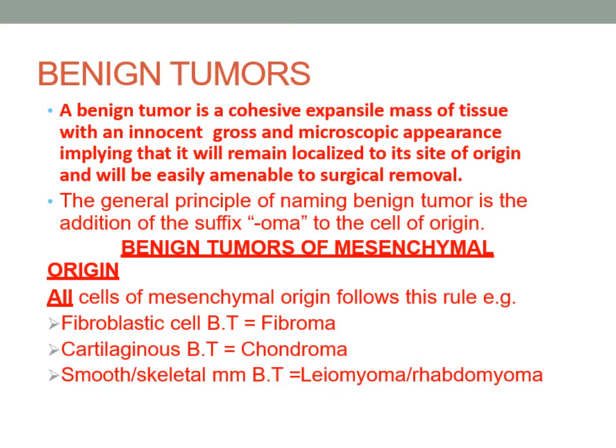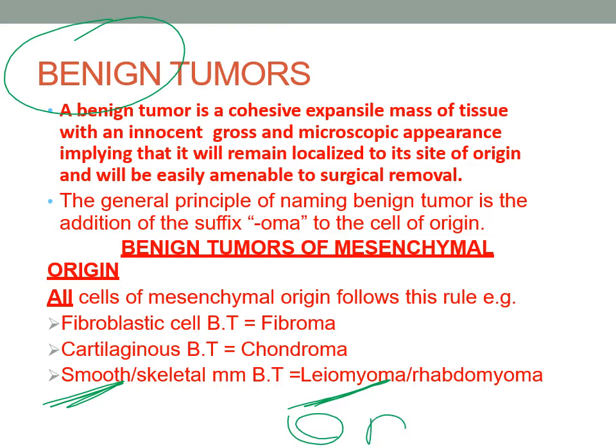If it is in cells of the smooth muscle, cells of the smooth muscle are known as leiomyocytes. So if they are leiomyocytes and they are benign, we just add oma, and they will be called leiomyoma. Of course, I would like to insist on this.